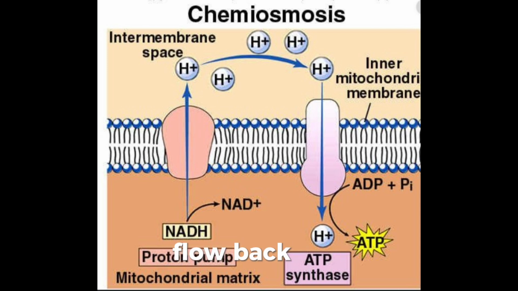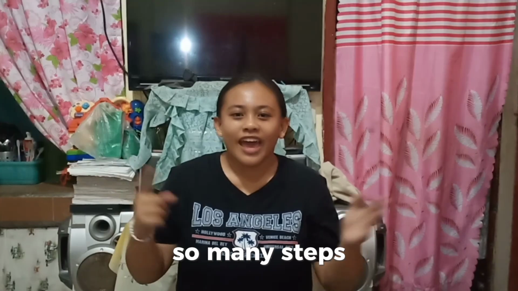Protons then flow back into the matrix through ATP synthase, an enzyme that uses this energy to synthesize ATP from ADP and inorganic phosphate, Pi. This ATP synthesis is driven by the electrochemical gradient of protons. So we started first with glucose, broke it down with so many steps and ended up with a whole lot of ATP. That's cellular respiration in a nutshell.